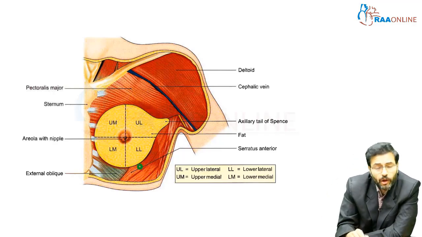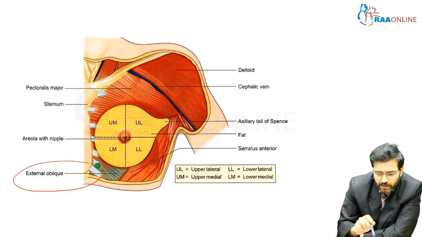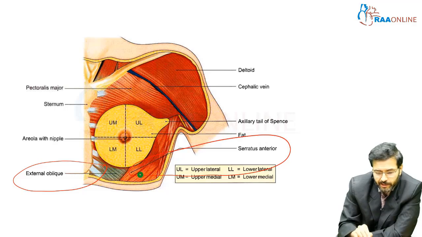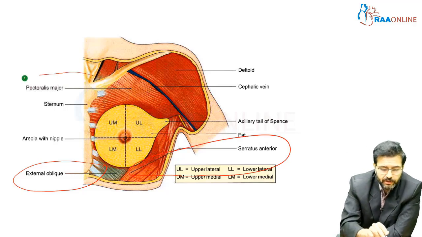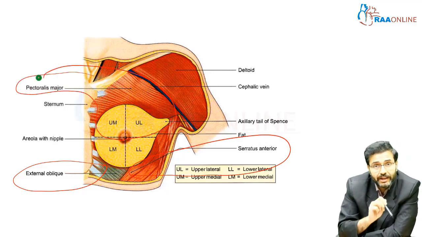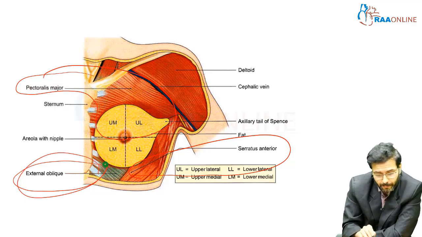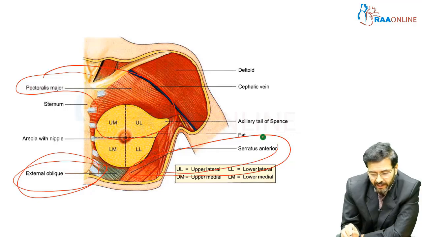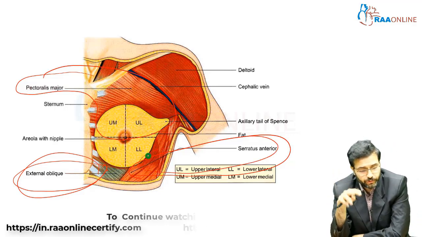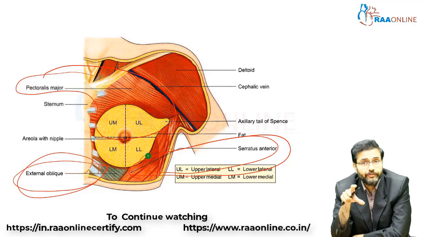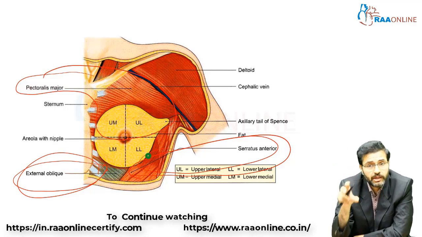As we come to the lower quadrants of the breast, you find that it is related to the external oblique as well as the serratus anterior. The upper aspect of the breast is related to the pectoralis major. The lower 2 quadrants of the breast are related to the external oblique medially and the serratus anterior laterally. This is again very important when we are planning a surgery involving the breast and also with regard to certain pathologies which involve the breast.